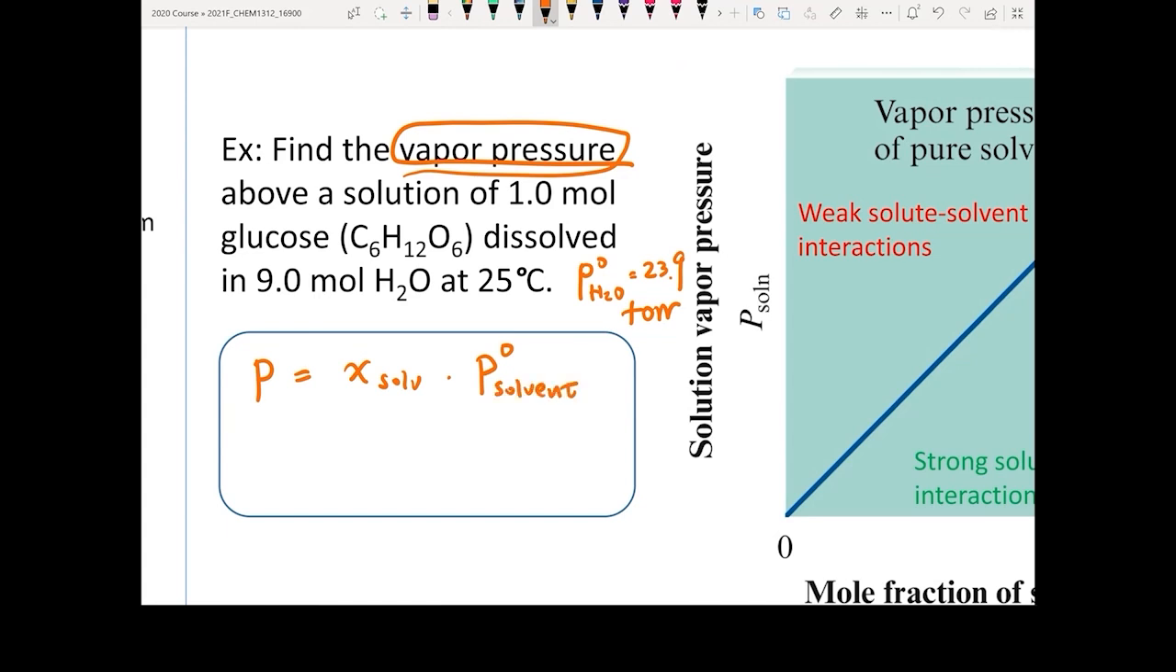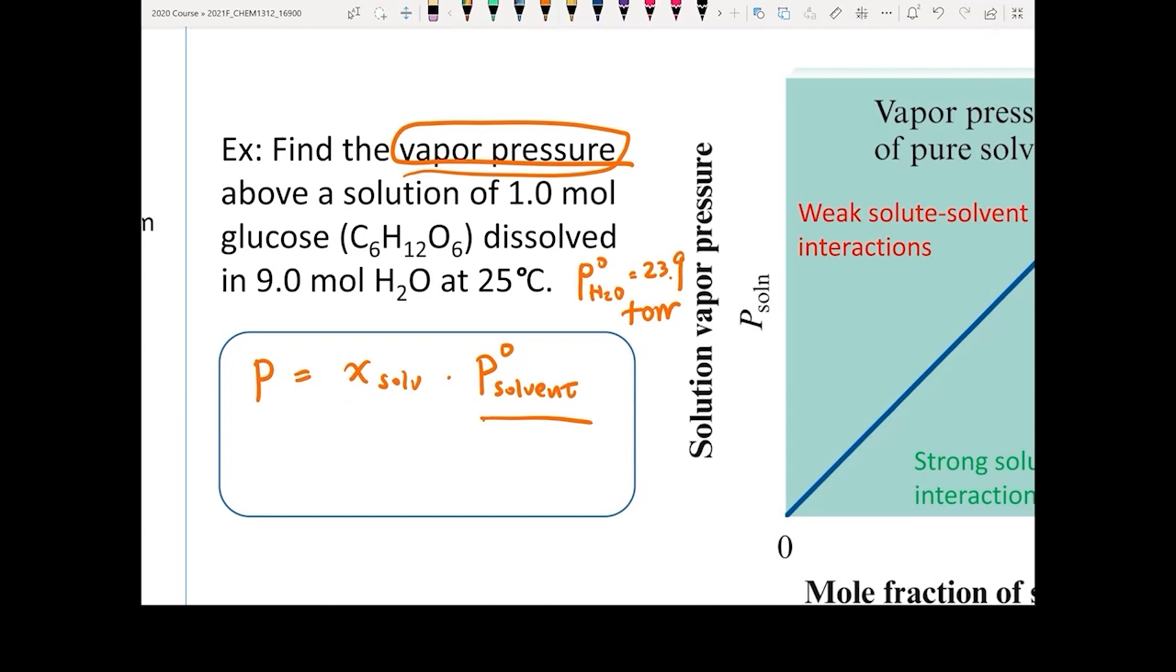If today you have only pure water, that means your mole fraction is 1, right? You know your vapor pressure is going to equal this value. Today, if you add 1 mole of your solute into 9 moles of your solvent, that means right now you only have 9/10 of the solvent in terms of the mole fraction in your solution. The vapor pressure will only come from the 9/10 of your pure solvent.